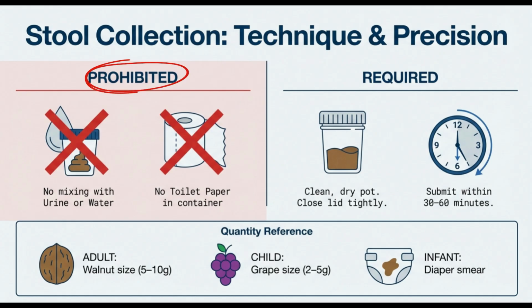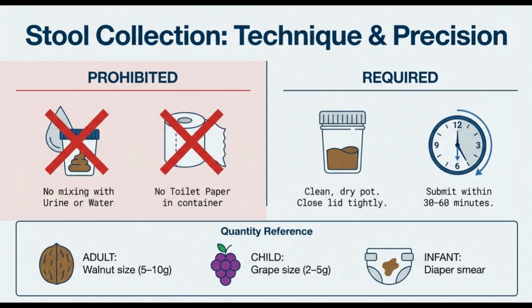Let's start with the prohibited actions, the big don'ts. The sample must have zero mixing with urine or water. Urine can actually destroy motile protozoa, and water can have free-living organisms in it that could be mistaken for parasites. Also, there should never be any toilet paper in the container because it can mess with the processing. Now let's look at the required actions. The sample has to be collected in a clean, dry pot, and that lid needs to be closed on there tightly to stop any leaks or contamination.